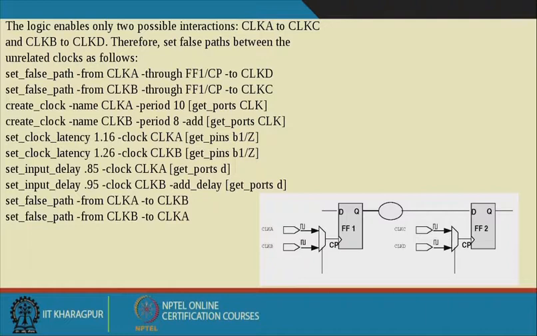Okay, so that's why here you see the path has been calculated from clock A to clock D or clock B to clock C, right? Then the latency of that clock has been set using the set_clock_latency command. Input delay has been set with the set_input_delay command. Then the false path from clock A to clock B and clock B to clock A is also found out.